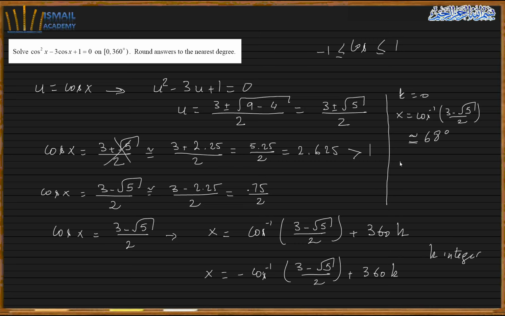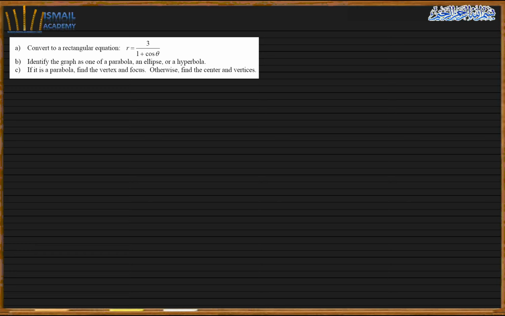So now I'm going to do k equals 1. If I put k equals 1 here, it's going to be greater than 360, because I will have 360 plus an angle. So I will not use k equals 1 for that case, but I will use k equals 1 for the other one. So here I will have x equal 360 minus cosine inverse of 3 minus square root of 5 over 2, and this will give me an approximation of 292 degrees. So I hope you got the idea here. So let's move to the next question.